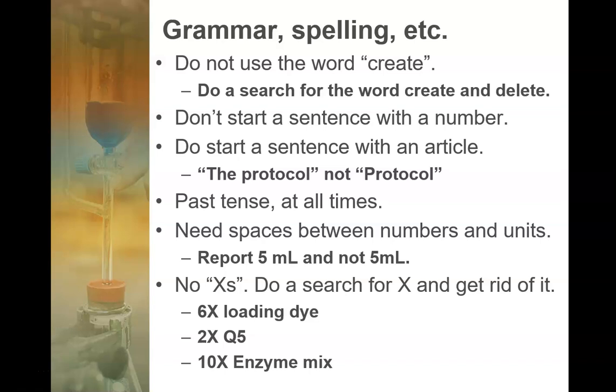Don't start a sentence with a number. That's just not something you do. Get rid of that. I've still seen a lot of things that are informal, like protocol followed. It's the protocol. You can have something informal when you're talking to your friends or in your notebook. That's fine, but this is a formal paper. It needs to be formal. Past tense at all times. Put spaces between numbers and units. If you write 5 mL without a space, it is just too hard to read. So put a space between the number and the unit. And again, no X's. Do a search for X. Get rid of it.